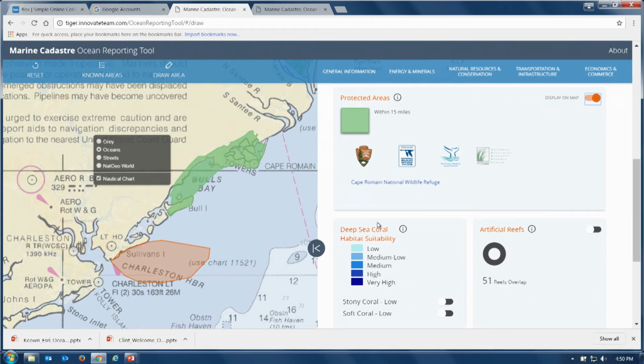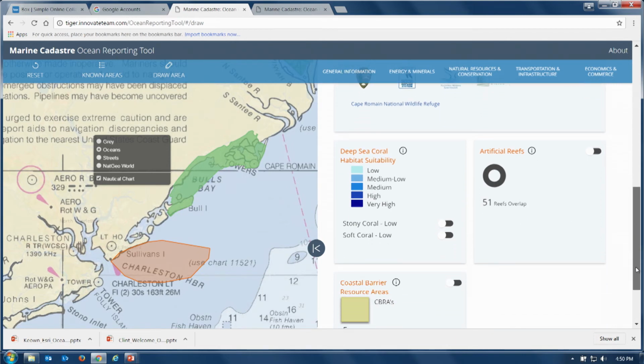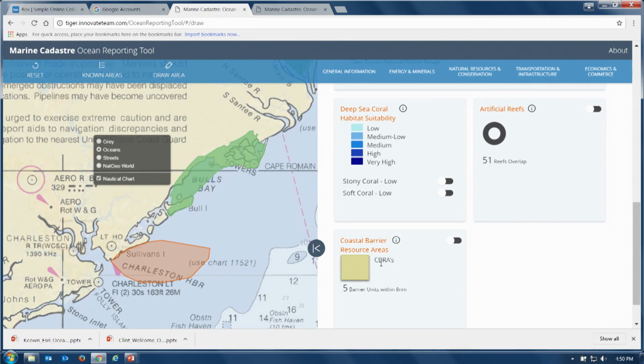Telling you what the deep sea coral habitat suitability is for the area. I'm not going to turn those on right now. And it's telling you that there's actually 51 artificial reefs within this area. And it's also telling you that there are some Coastal Barrier Resources Act areas nearby. These are biologically important areas. So you'd want to know that if you're actually going to be doing any dredging and moving any sand onto the beaches there. So that is the ocean reporting tool as it stands now. And thank you for your attention.